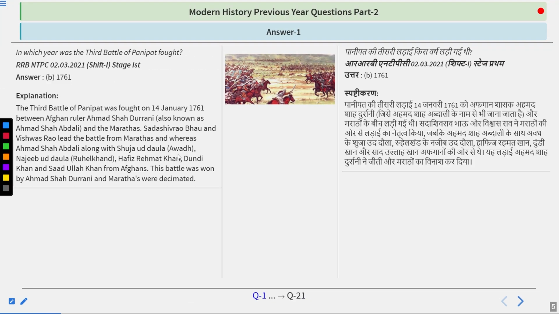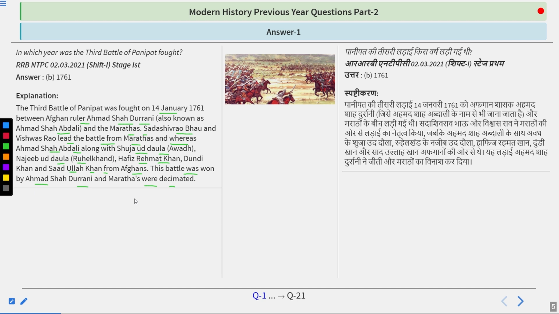The third battle of Panipat was fought on 14 January 1761 between the Afghan ruler Ahmad Shah Durrani, also known as Ahmad Shah Abdali, and the Marathas. Sadashiv Rao Bhau and Vishwas Rao led the battle for the Marathas, whereas Ahmad Shah Abdali fought along with Shuja ud Daula, Najib ud Daula, Hafiz Rahmat Khan, Dundi Khan, and Saadullah Khan from the Afghans. The battle was won by Ahmad Shah Durrani and the Marathas were decimated.